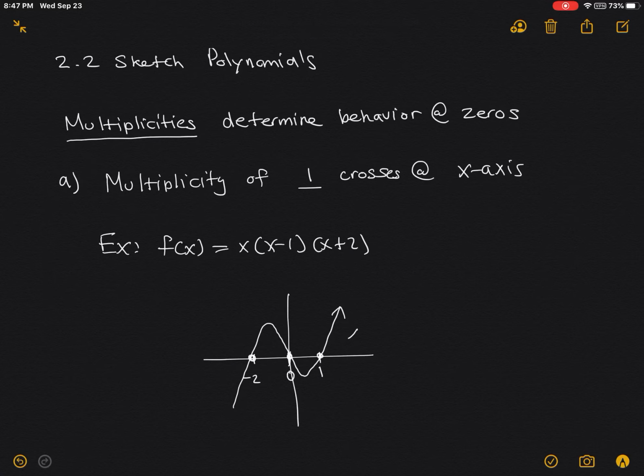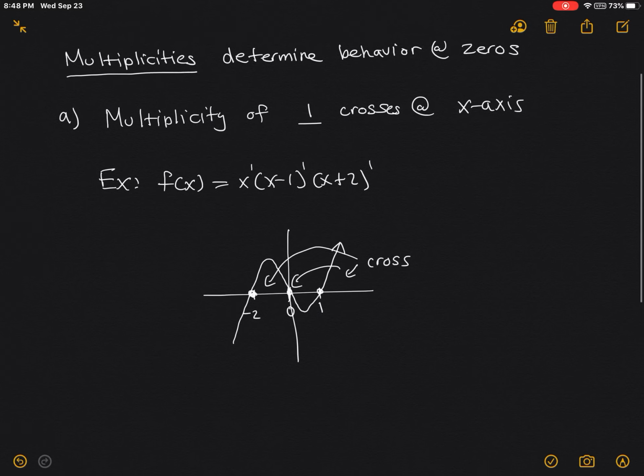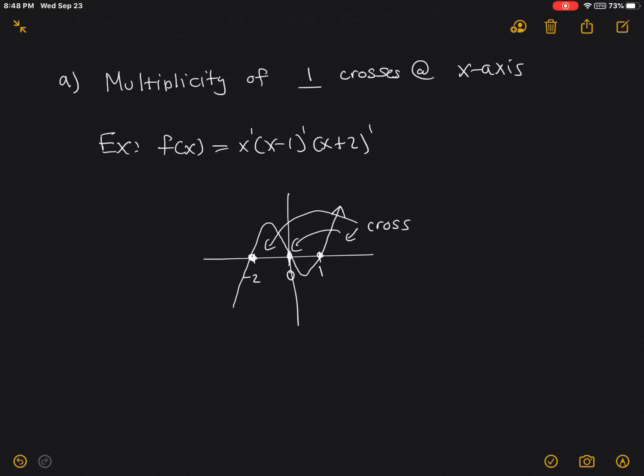Right? So notice at these zeros right here, they're all crossing. Okay, crossing at 1, crossing at 0, and crossing at negative 2. And the reason why is, right, the multiplicity here is a 1. This is a 1, this is a 1. Okay, so multiplicity of 1 crosses. And in general, okay, odd multiplicities also cross at the x-axis.